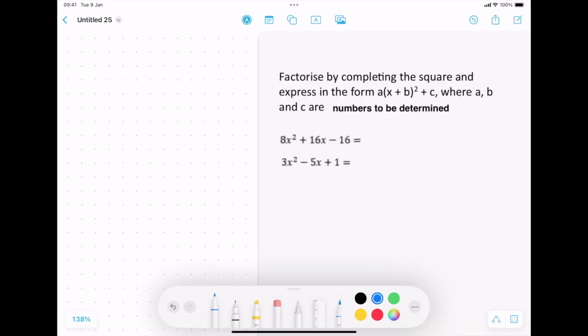This lesson is the follow-up to the previous lesson I produced on completing the square for quadratics, which have the form ax squared plus bx plus c, where the coefficient a is equal to 1. So for example, x squared plus 9x minus 15. And those quadratics factorize into the form where you have x plus p all squared plus q, where p and q are numbers to be determined.